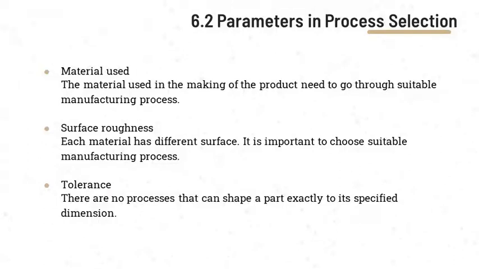Third is tolerance. There is no process that can shape a part exactly to a specified dimension. It is very important to choose a process that can fulfill the product requirements.